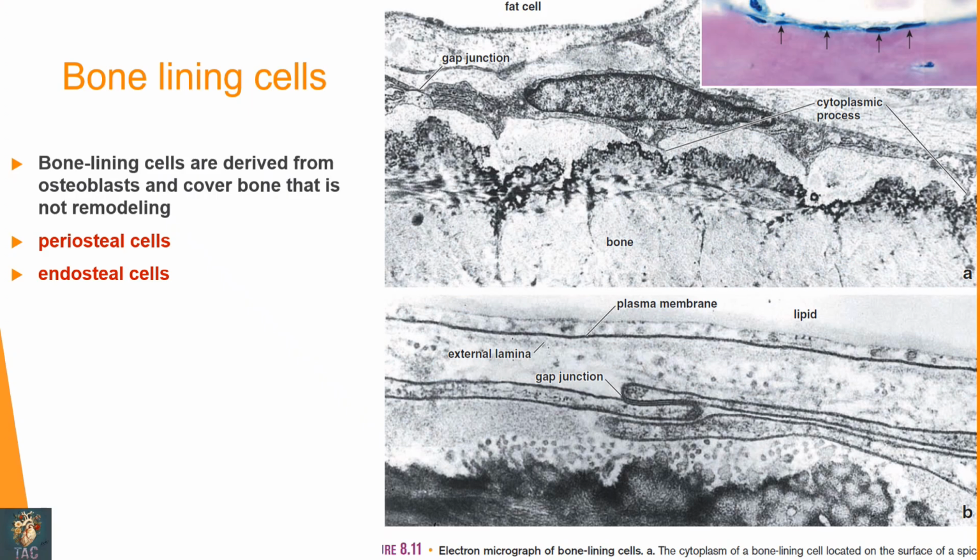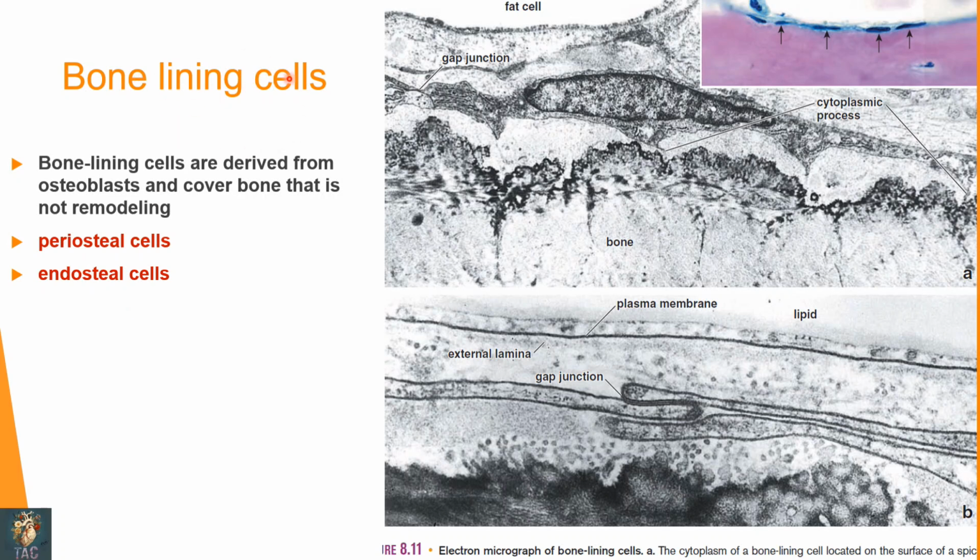Another type, the fourth type of the cells which are present, are the bone lining cells. These are derived from osteoblasts and cover the bone. Some books categorize these cells as the fourth category, and some books describe these cells as a type of osteoblast. So when these osteoblasts are quiescent, they line the periosteal or the endosteal sides, and they are called the bone lining cells.